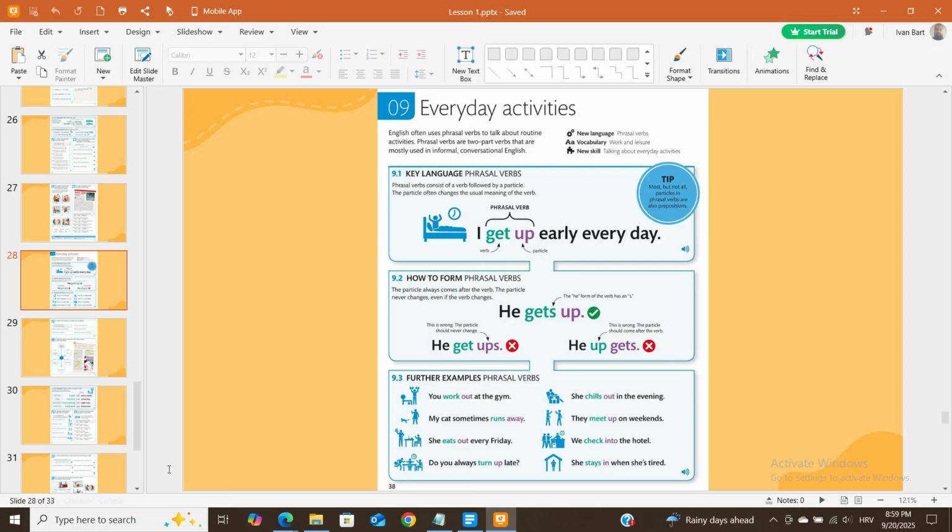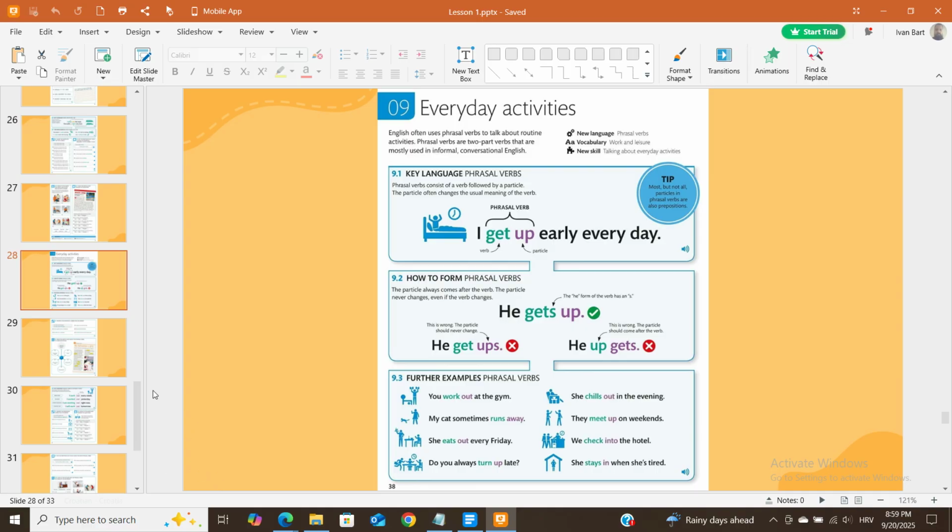9.3 Further examples. Phrasal verbs. You work out at the gym. My cat sometimes runs away. She eats out every Friday. Do you always turn up late? She chills out in the evening. They meet up on weekends. We check into the hotel. She stays in when she's tired.